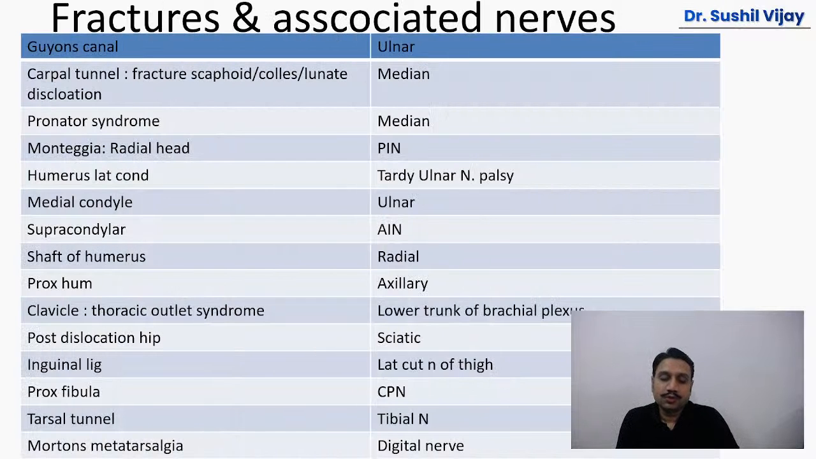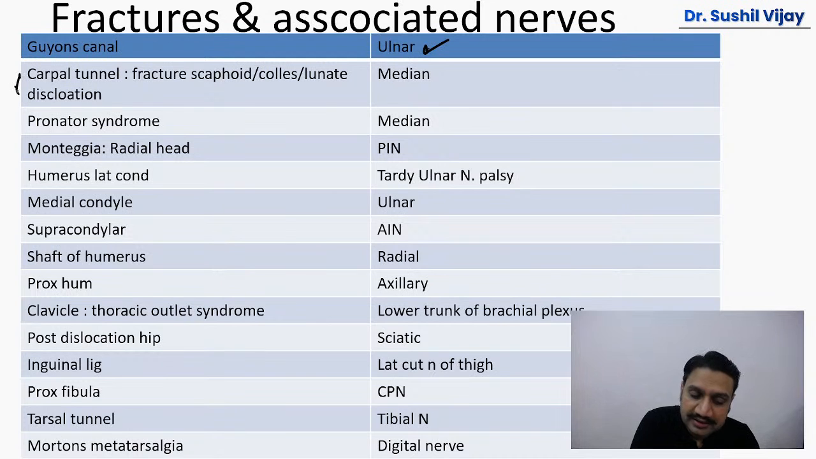All right, so what are the different areas where different nerves can be involved? That's again very, very important. What are the different areas where different nerves can be involved? So this is another possible MCQ for our exam. Guyon's canal, ulnar nerve. So out of all these lists that you see behind me, the most important ones I want you to remember for your exams now, one is the carpal tunnel.